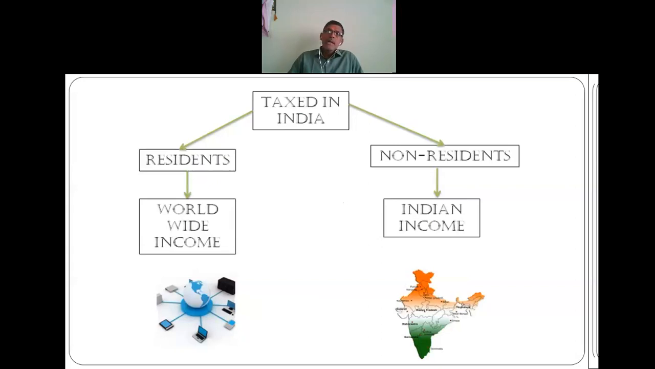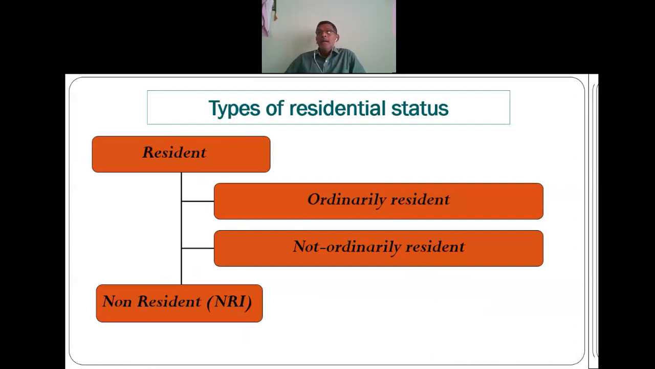Say suppose you earned some amount of money from your foreign sources. That income is not going to be taken for tax purposes because you are going to pay the tax over that particular country where you are living. So this is a very important one, please note. Then, types of residential status. It is very important, right?